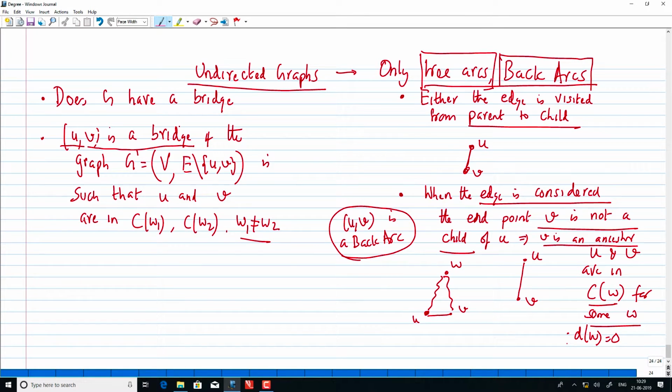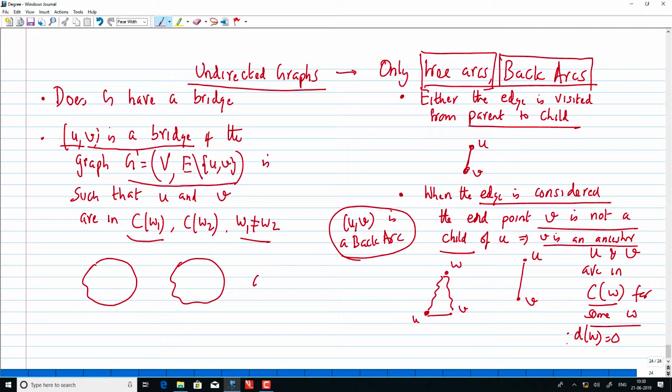I say that UV is a bridge if I look at the graph G prime, which is the same vertex set, but I just remove that one particular edge UV. And then I say that this is a bridge if U is reachable from a vertex called W1, V is reachable from a vertex called W2, but W1 and W2 are different, right? So pictorially, what is this?